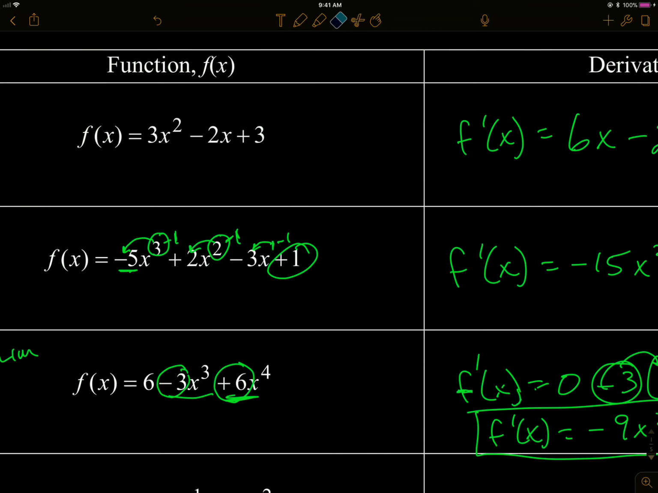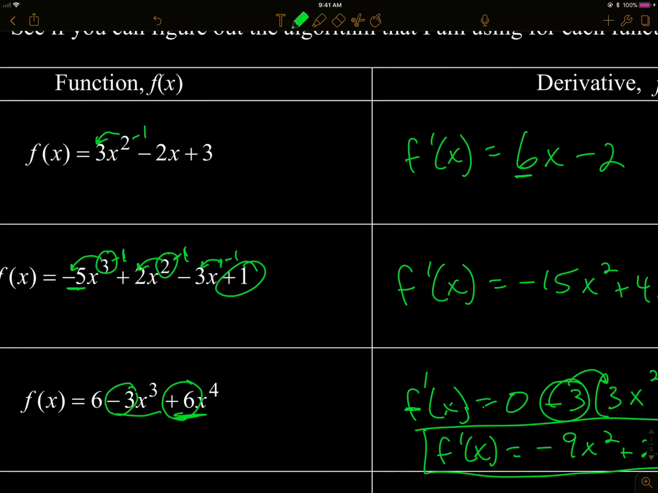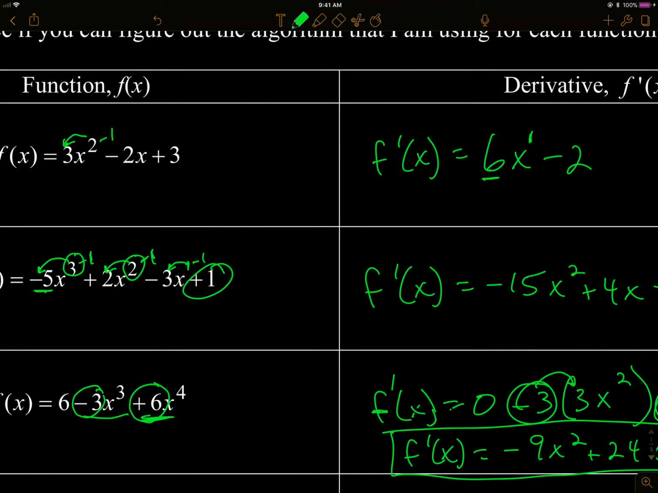If we look at this guy, the 2 comes down and multiplies by the 3. So I get my 6. I recopy the x. I reduce 1 off the power. I get x to the first. Same thing happens here. If this is x to the first, I multiply by my negative 2. And then I go x to the 0 because I reduce that by 1. And then the constant, 3, its derivative is just 0. And I don't have to show plus 0.